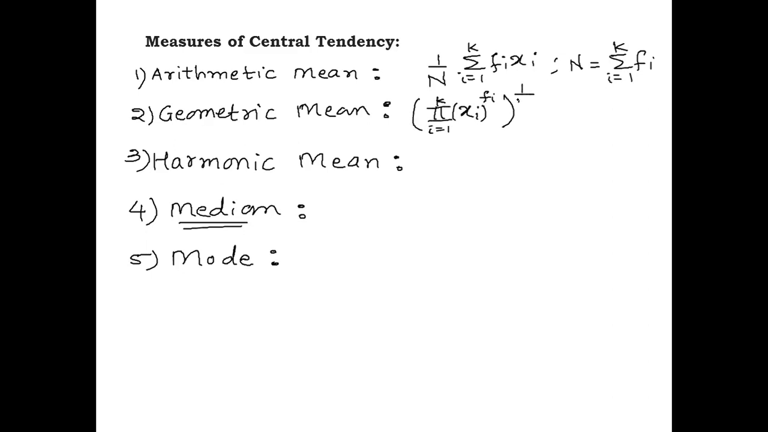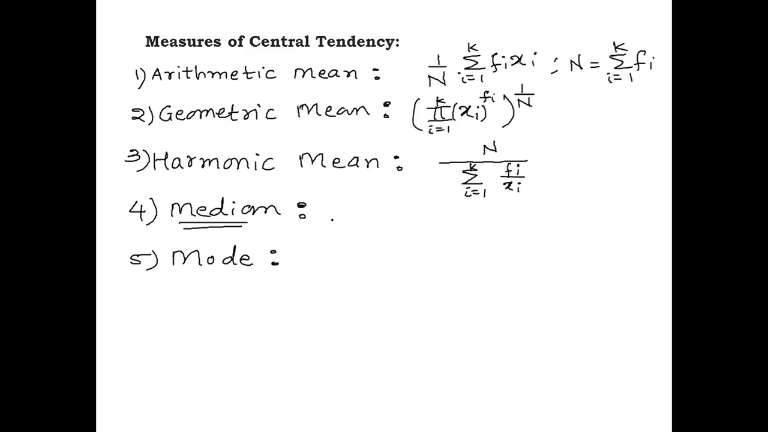And we have to take the nth root. Again, capital N is summation fi. Harmonic mean is the reciprocal of the arithmetic mean of all the n observations. The arithmetic mean of the reciprocals will be equal to, suppose xi is the observation, its reciprocal will be 1 upon xi, and that is appearing fi number of times, i from 1 to k, and that is to be divided by capital N, and take the reciprocal of that. So this is the formula for harmonic mean.